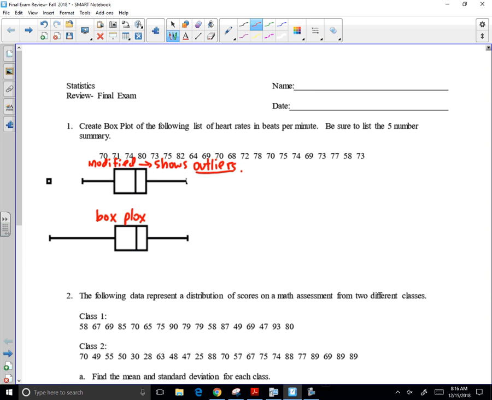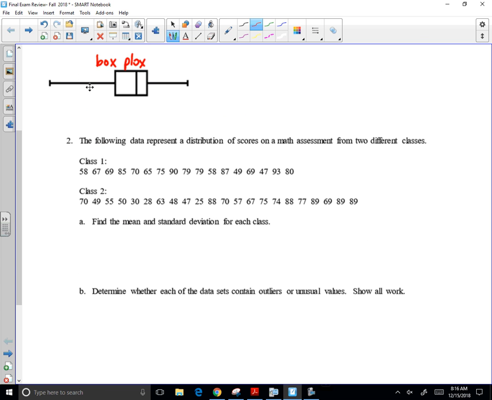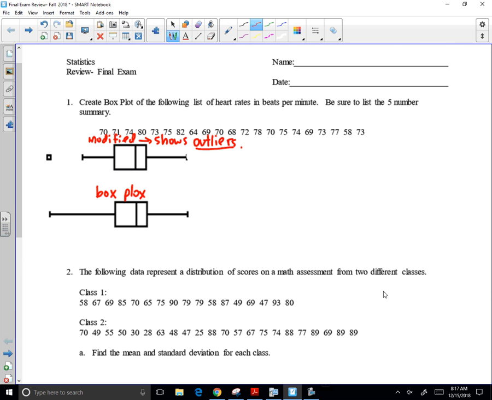But what I like to do is, especially when it comes to a question like in B, where it says determine whether each of the data sets contains outliers or unusual values, I like to plot the modified box plot first to see if there are any outliers. And oftentimes, what I'm going to get is the box plot itself. Because if there are no outliers, then it'll just display this graph.